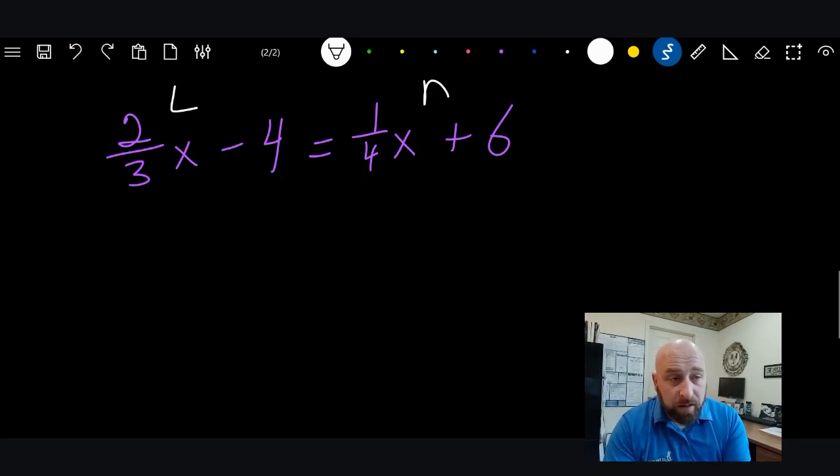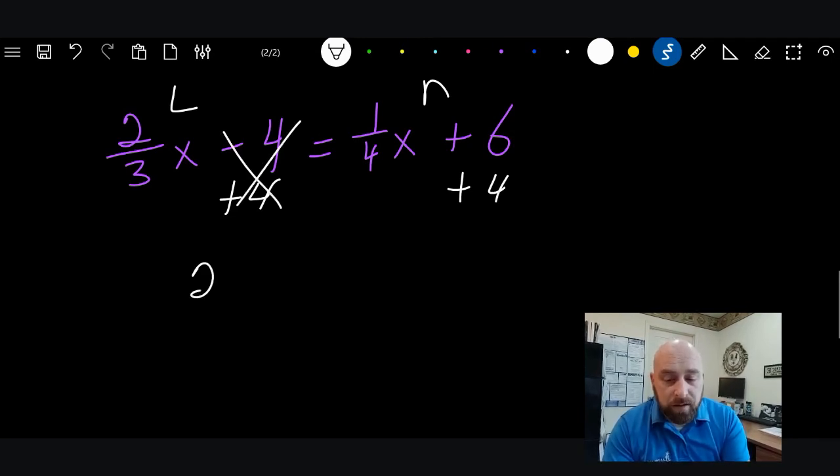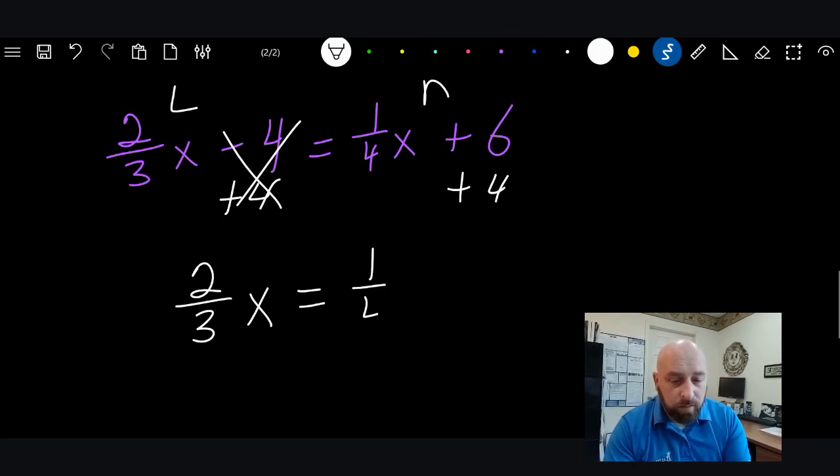So, if I want to get rid of the negative 4, I would add 4. If I add 4 to one side, I must add 4 to the other side. So that's going to cancel, and I'm going to get 2/3 x on that side equals 1/4 x plus 10. I'm just going to add that together.